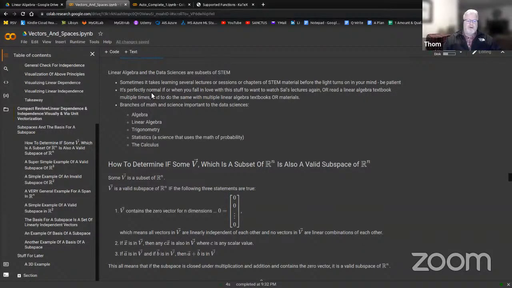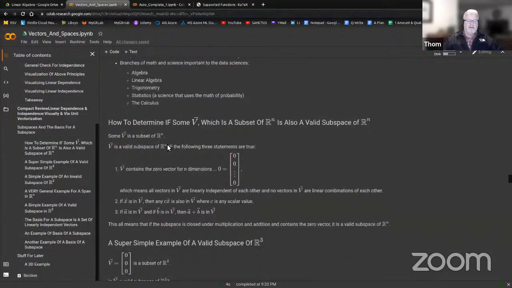It's perfectly normal if or when you fall in love with this stuff to want to go review all of it again. And I would encourage you to read other textbooks on linear algebra. But again, to review, the branches of math and science important to the data sciences, and this is an all-inclusive list: algebra, linear algebra, trigonometry, statistics, the calculus, and of course, computer science and computing, etc.